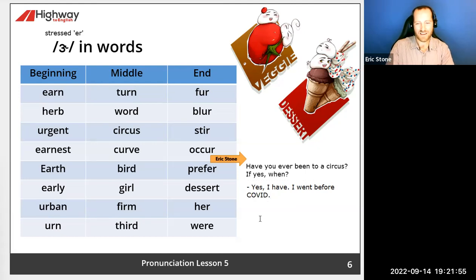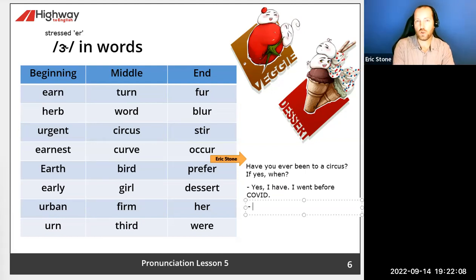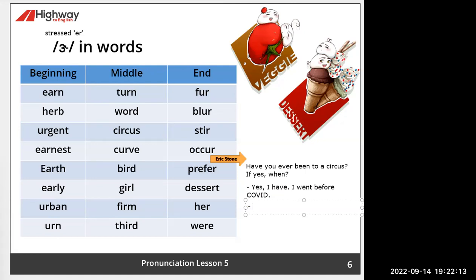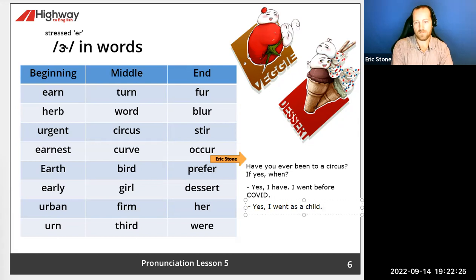Great. Zahur, what about you? I'm sorry, Basima, have you ever been to a circus? Yeah, I have been in a circus when I was a child, one time only. Okay, all right. Not in, but to. Been to. Because if you're in a circus, that means you're one of the performers doing the flips and things like that. So yes, I went as a child. Okay, great. All right, very good.